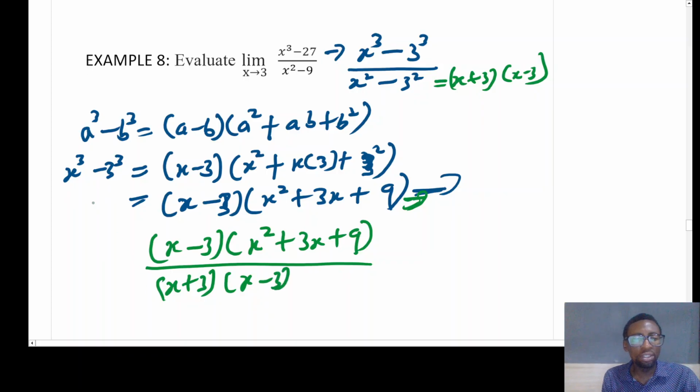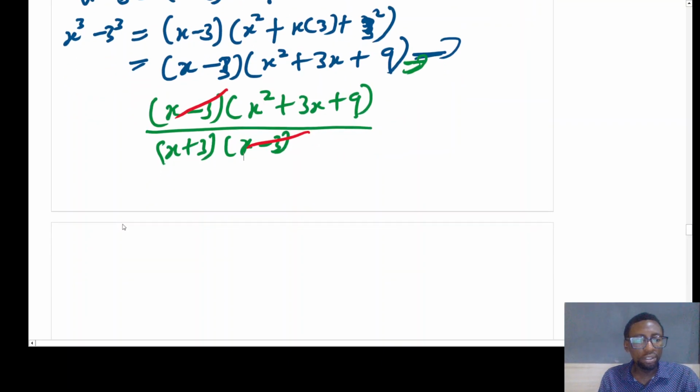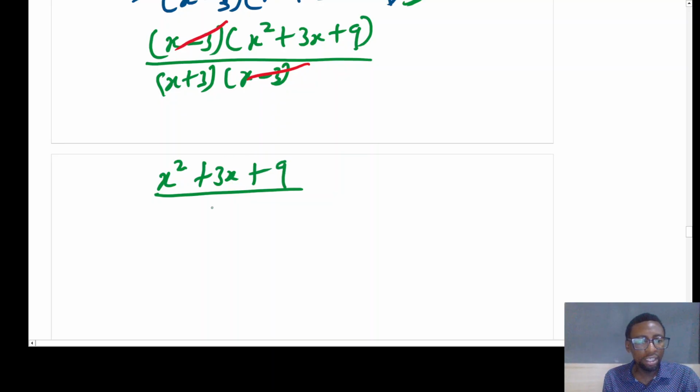So this is (x plus 3), in no particular order, (x minus 3). Let's cut out the common factor. The common factor there will cancel out, so I'll be left with (x squared plus 3x plus 9) over (x plus 3). So let's check our limits now.